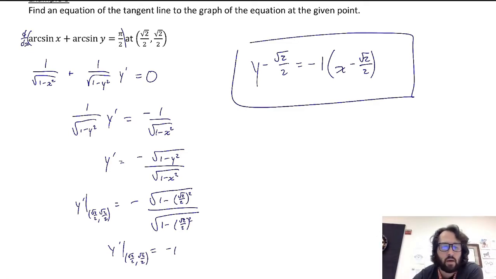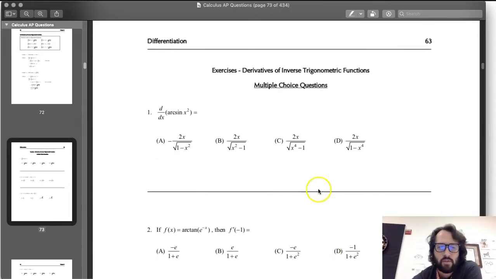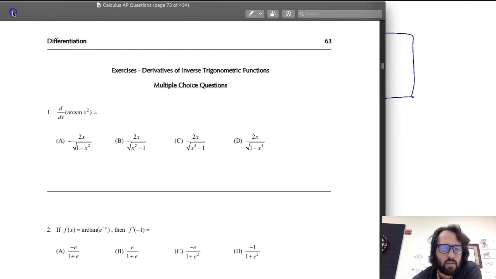All right, I'm going to pull up some AP style questions. So the derivative of arc sine of this, we would have 2x over root 1 minus x to the 4th, so that should be option D right there. This is just multiple choice. Let me make these go away. View thumbnails. I don't want to see that right now. Now they're away.